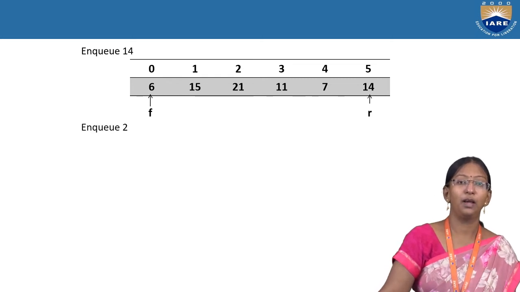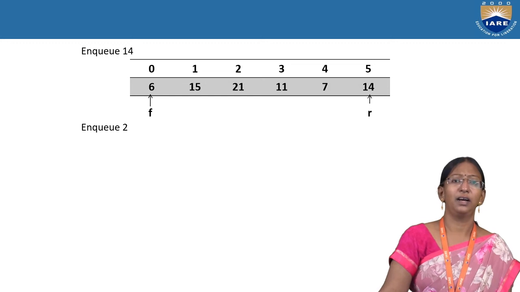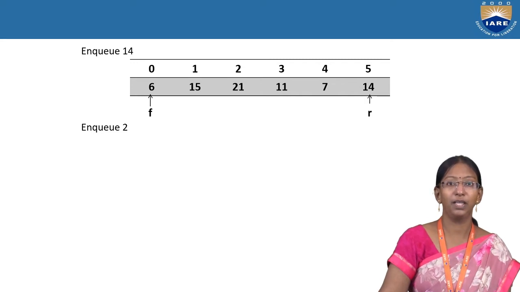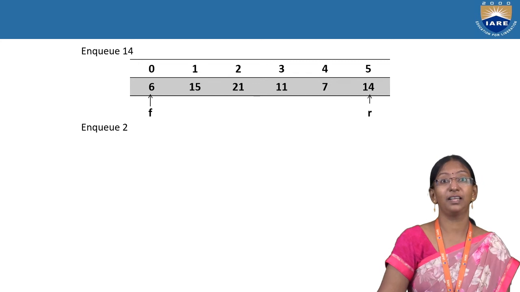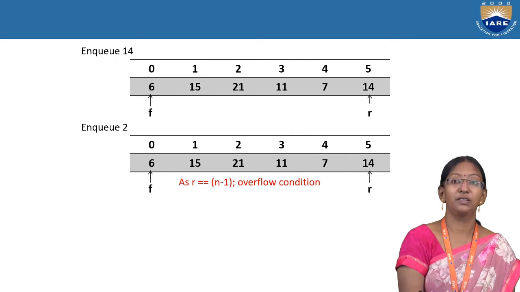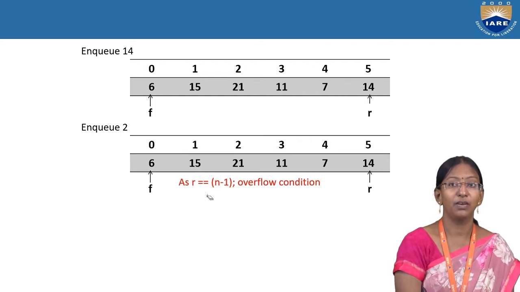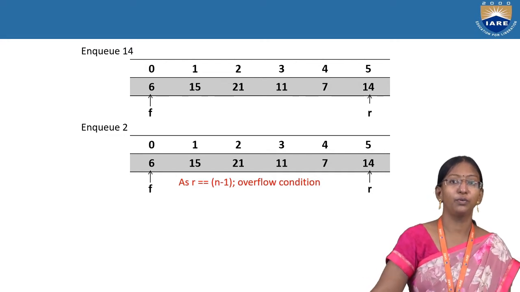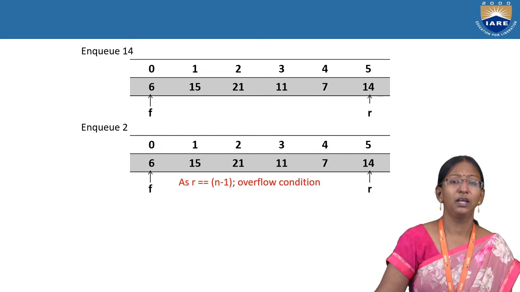Again NQ 2. Now the problem arises. I hope you can see that rear is pointing to the last element in my queue. Can you see that? If I try to insert an element now, what will happen? Overflow condition, as we are trying to insert above its limit. So what is the condition which tells you that? When rear is pointing to n-1, where n is the maximum size of your queue. If rear is pointing to n-1 and you try to insert an element further, it gives rise to an overflow condition. Guys, I hope you understood this.